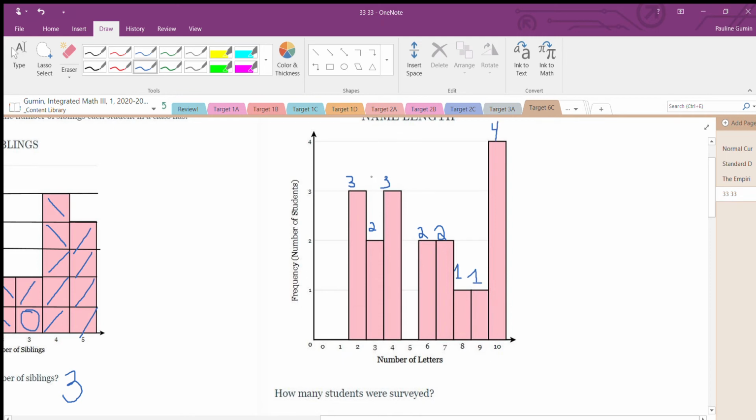Let's add it all up. 3 plus 2 plus 3 is 8, plus 2 plus 2 is 12. 13, 14, plus 4 is 18.